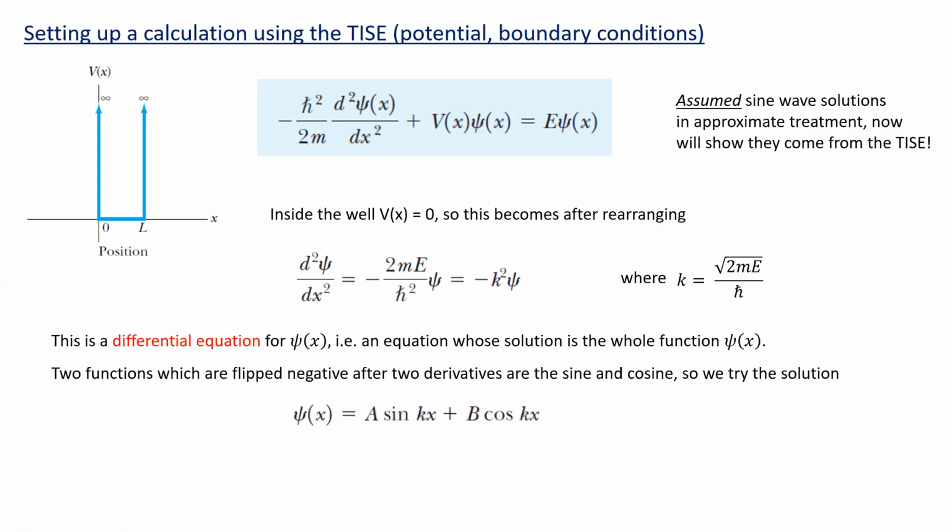So with all that in mind, we try out the solution, a combination of some constant times sine of kx plus another constant times cosine of kx. And you can verify that if you take the second derivative of this function, because each time you take a derivative, you pull out, by the chain rule, a k in front, you will get minus k squared times this right-hand side back again.